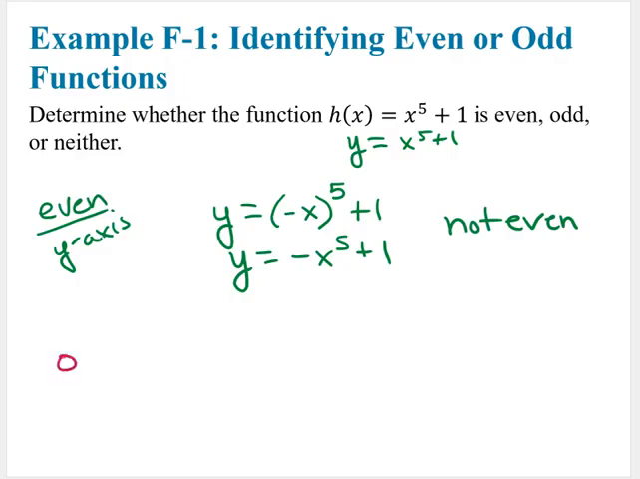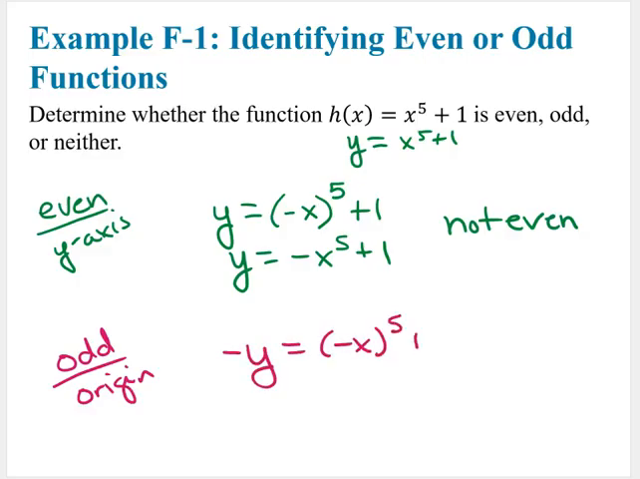And if you want to check for odd, again, that's origin symmetry. So for origin, you make both of them negative. So the y would become negative and the x would become negative. And then I would clean it up. So negative y equals negative x to the 5th plus 1. And then we would change the signs on everything to get the y by itself. And that would give me y equals x to the 5th minus 1.